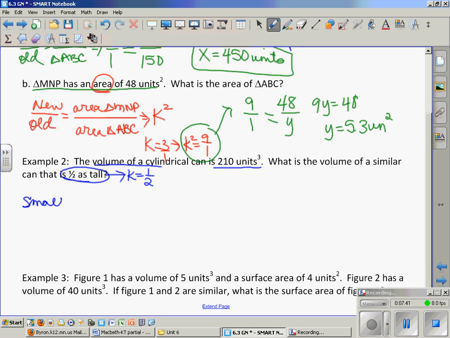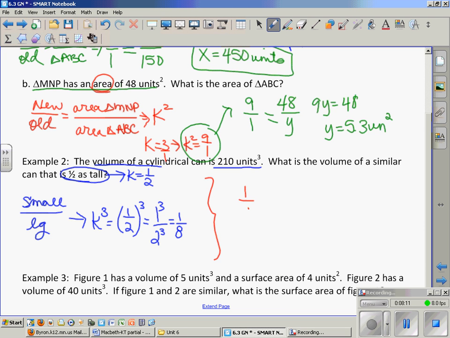Now the 1/2 tells me that I have the small cylinder on the top compared to the larger on the bottom. Okay, so for every 1 unit in the little one, there are 2 units in the big one. So that's my k. But I'm talking about volume, and volume is k cubed. So if I take 1/2 and I cube it, I have 1 cubed over 2 cubed, which is 1/8. 1/8 is the value that I'm going to use in my ratio. So I'm comparing volume, so I'm going to use 1/8.